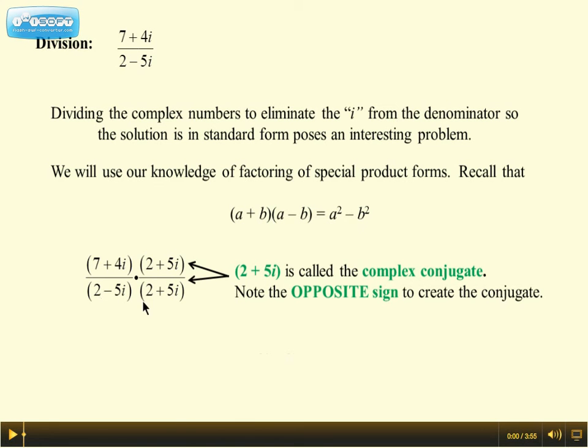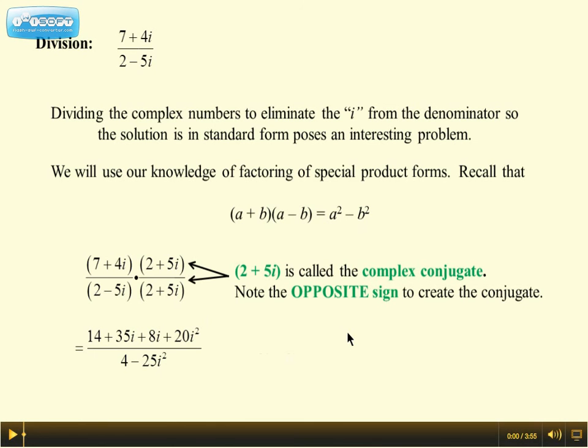To solve this problem, we need to create what's called a complex conjugate, and that's formed by writing a binomial using the opposite sign of the binomial in the denominator and multiplying our division problem by a form of 1. So we have 2 plus 5i divided by 2 plus 5i.